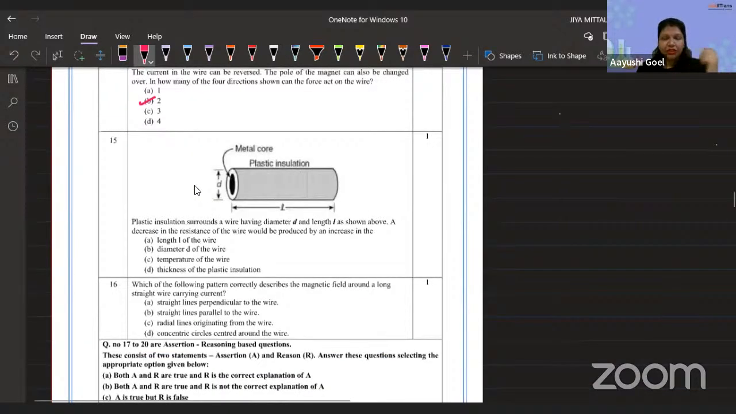Similarly, let's go with question number 15. In the case of 15, we know that the resistance is directly proportional to length and inversely proportional to the area. So area is basically equal to pi r square, and r is basically the diameter by 2. So if you are increasing the diameter, you are decreasing the resistance. So in this case, they are asking you the decreasing part. So how can we do it? By the diameter. So if you increase the diameter, the resistance will decrease. That is absolutely correct, Om and Gautam.